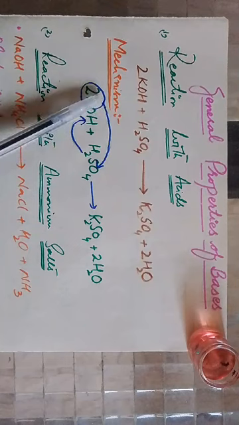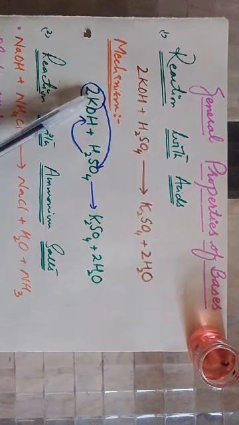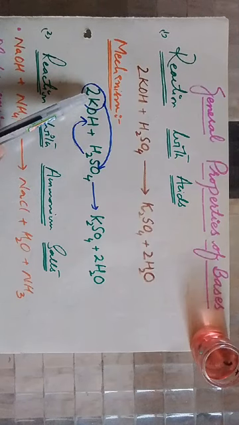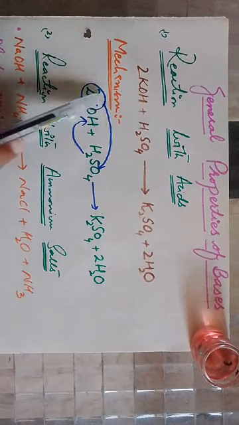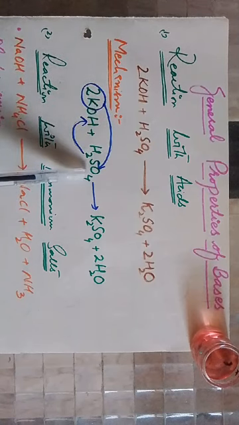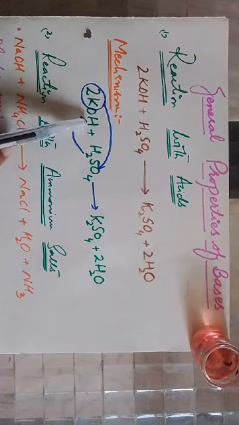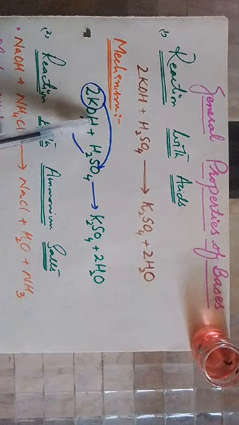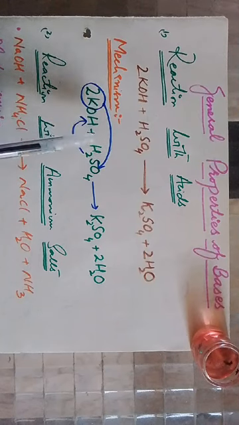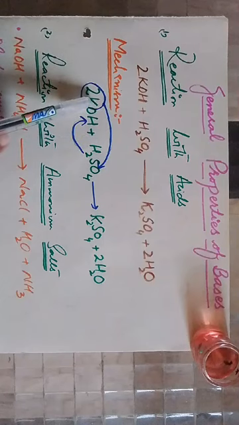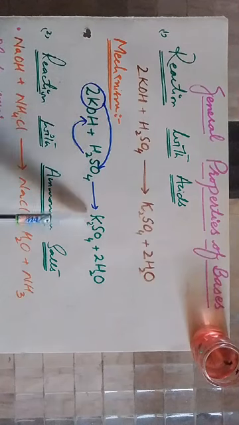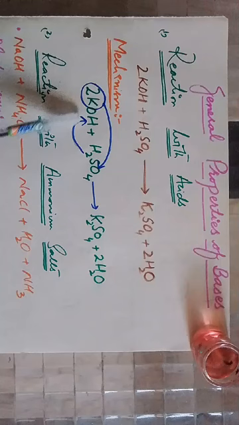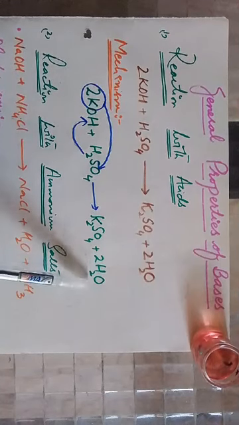Now come towards the mechanism. Again, the same mechanism which we discussed before: the first element of the first reactant goes with the last, and the second one goes with the first of the second reactant. Same mechanism which we discussed in the previous properties of acids. So 2 potassium goes here, forms K2SO4, and 1 H2 and 1 H and OH combine to form 2 water molecules.